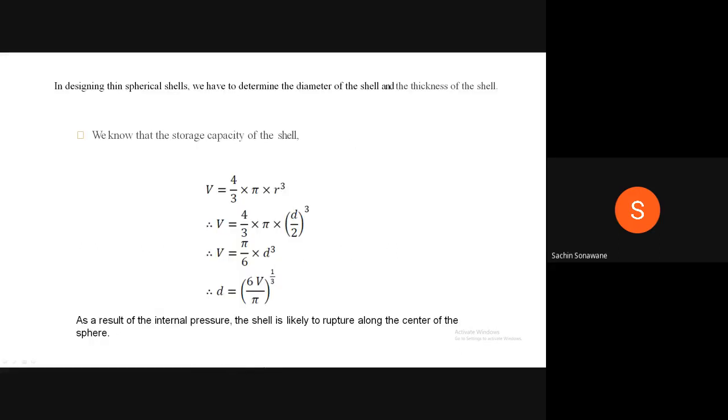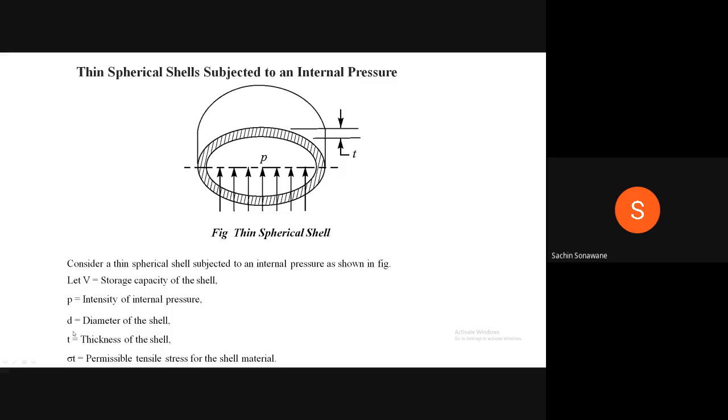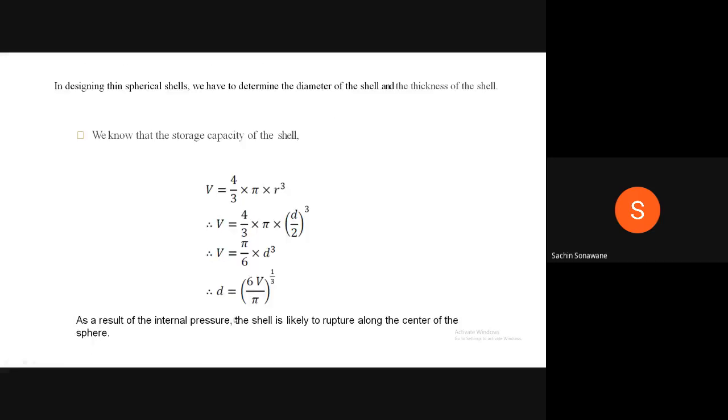Therefore, in designing thin spherical shells, we have to determine the diameter of the shell and the thickness of the shell. We know that the storage capacity of the shell V is equal to 4 by 3 pi r cube. Therefore, V is equal to 4 by 3 pi into (D divided by 2) cube. Therefore, V is equal to pi by 6 D cube. Therefore, D is equal to (6V divided by pi) raised to 1 by 3. As a result of the internal pressure, the shell is likely to rupture along the center of the sphere.